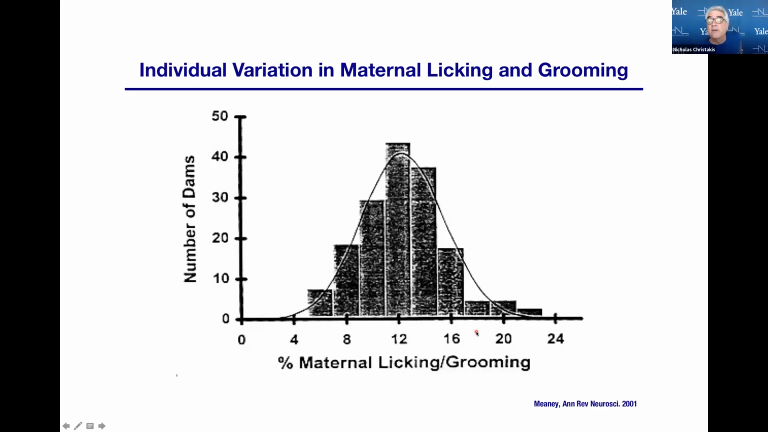But like other behaviors, rat moms vary in this behavior. So for example, this is just dams, which are female rats. This shows individual variation in maternal licking and grooming, and it has a sort of bell-shaped distribution. Some moms are not very good. This is the average mom. Some moms are quite good.